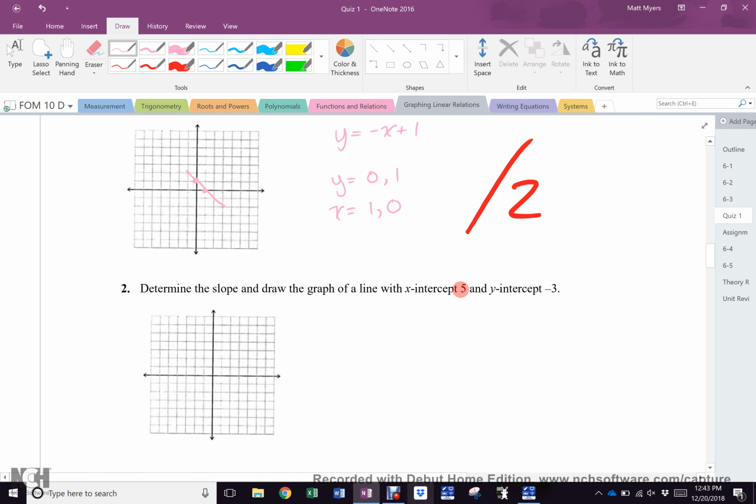Where is the x-intercept of plus 5? Yes, 5. Out here. 1, 2, 3, 4, 5. Where's the y-intercept of negative 3? Down here. 1, 2, 3. There's the line. What's the slope? Up 3, that way 5. 3/5. I thought it was negative. How did you... By graphing it. It's out of 15. X-intercept was 5. Y-intercept was negative 3. I got that wrong. So that's 1, 2.